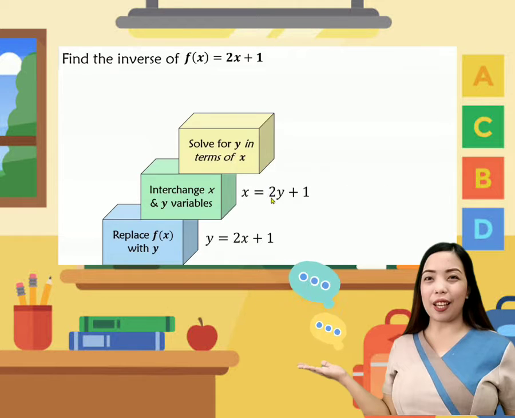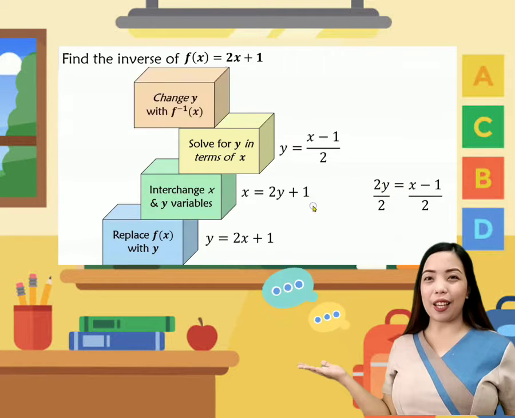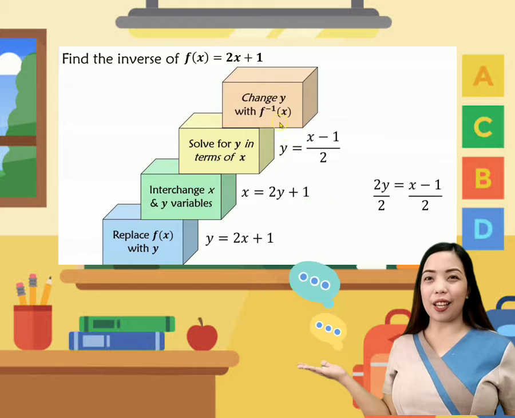Step 3, solve for y in terms of x. To solve for y, let us move 1 to the other side. So this will become 2y is equal to x minus 1. And then we divide both sides by 2. This 2 will be cancelled out and we will be left with y is equal to x minus 1 over 2. And finally, let us replace y with f inverse of x. So f inverse of x is equal to x minus 1 all over 2.